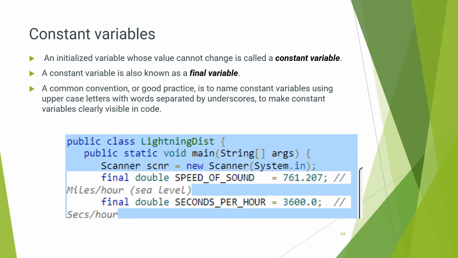Similarly, coming to the constant variables, as we know, a variable's value changes whenever we want to change the value or when we assign the value to a variable. If we don't want to change that value, we declare that variable as a constant variable. So a constant variable is also known as a final variable. If you want to identify that, we just use uppercase letters for a constant variable, as in the case of final double SPEED_OF_SOUND or final double SECONDS_PER_HOUR.